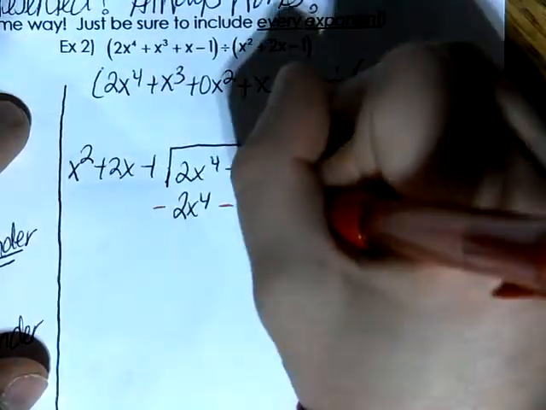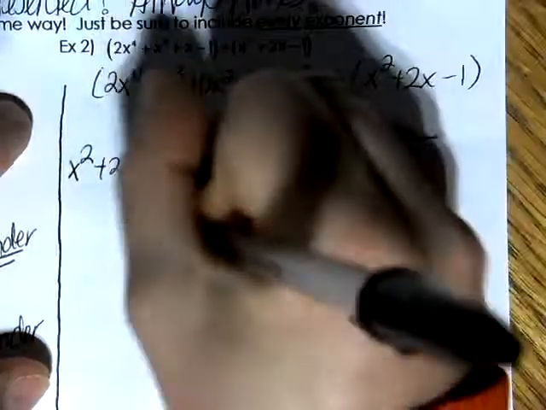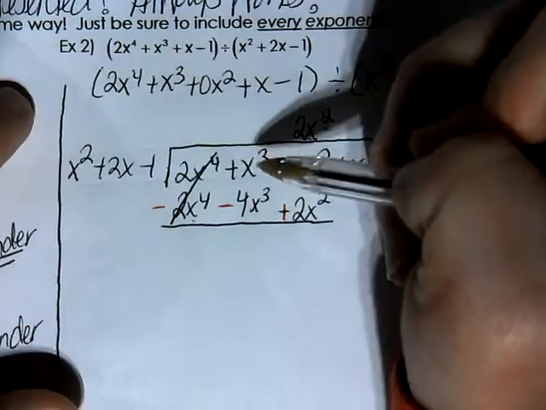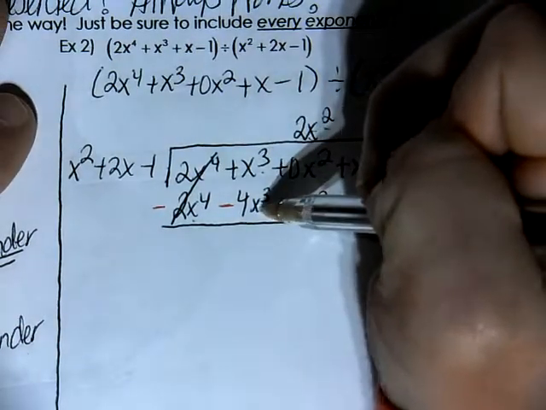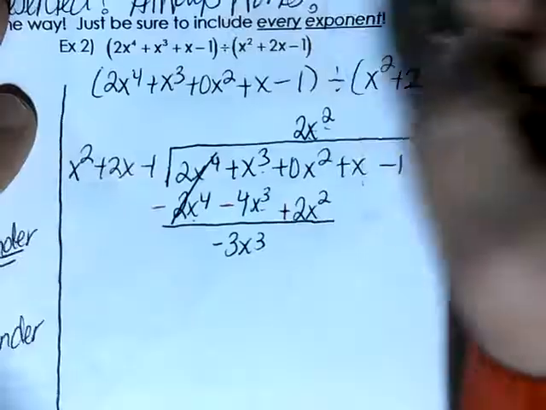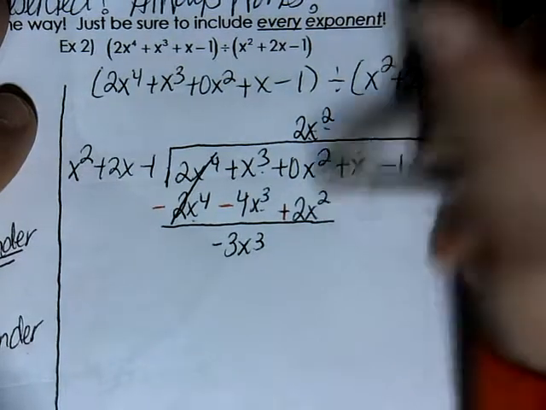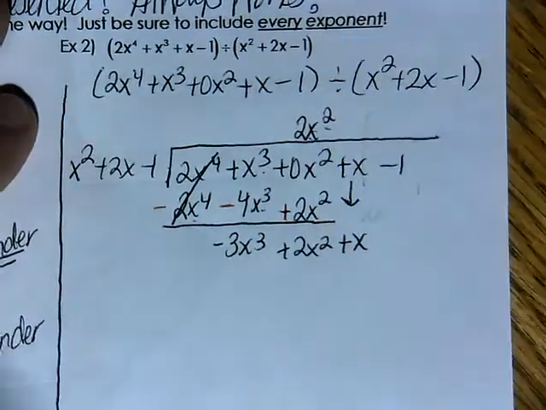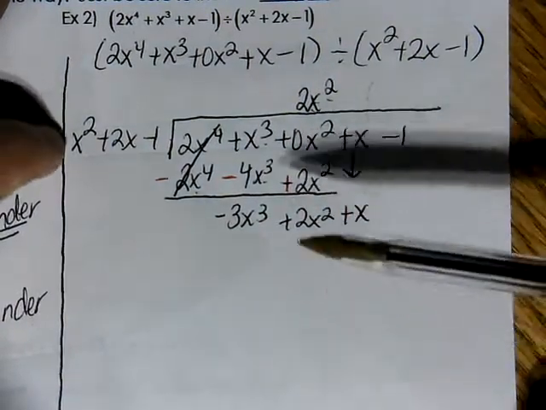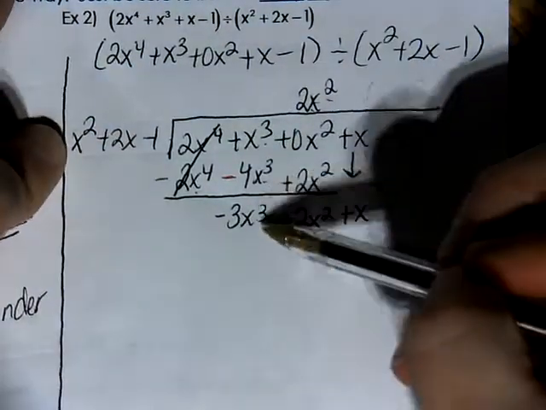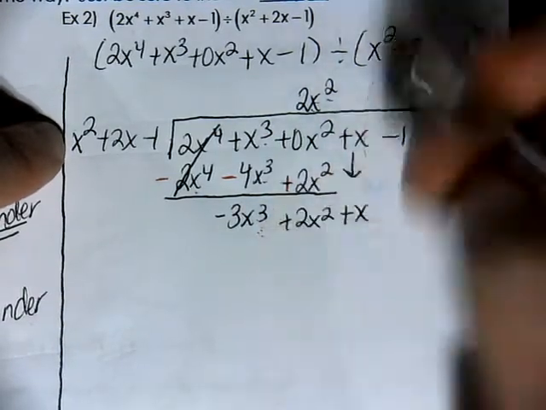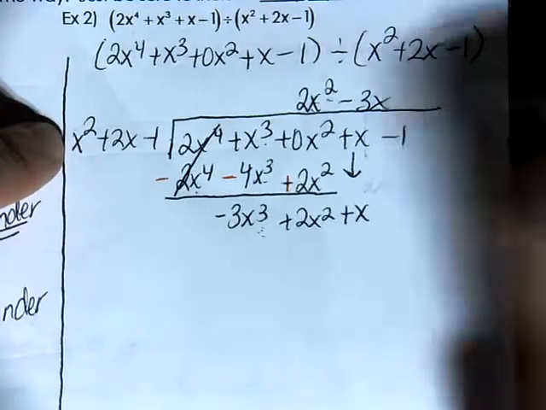I am now going to change all of the signs to their opposite and combine going straight down. 2x to the 4th minus 2x to the 4th cancels away. X cubed minus 4x cubed is negative 3x cubed. 0x squared plus 2x squared is plus 2x squared. And now I'm going to bring down the plus x and repeat the process. I always look at my first term and my first term. What times x squared equals negative 3x cubed? That is going to be minus 3x.